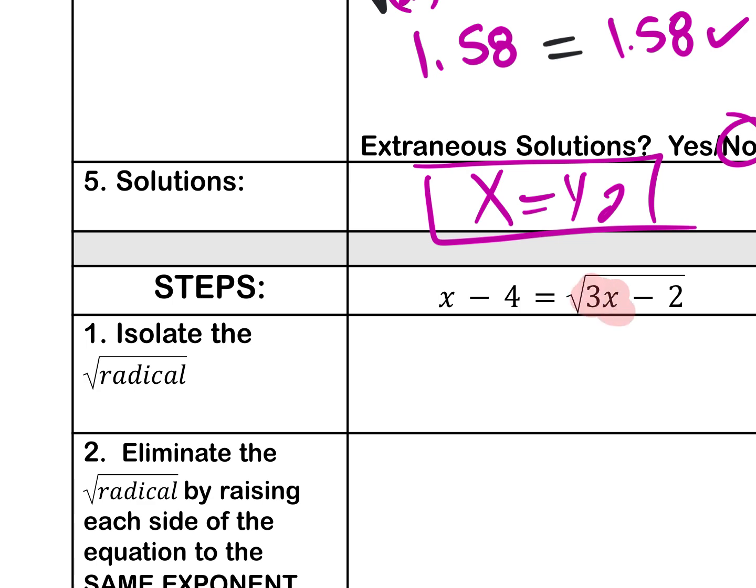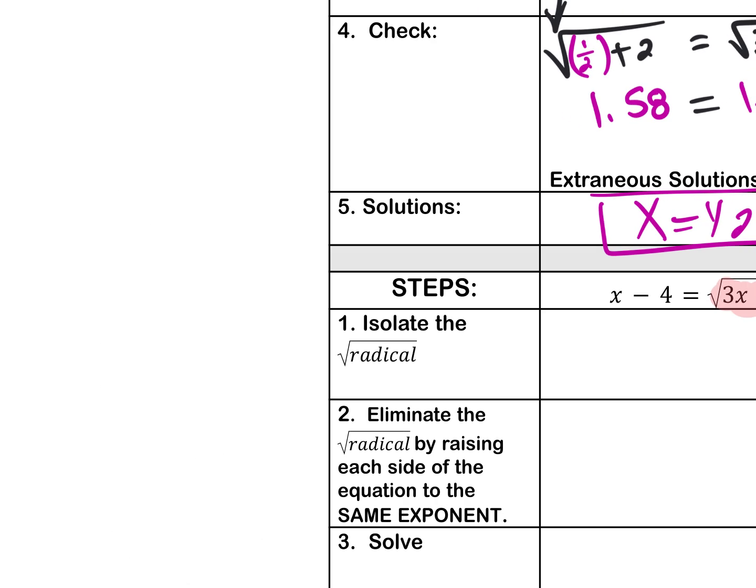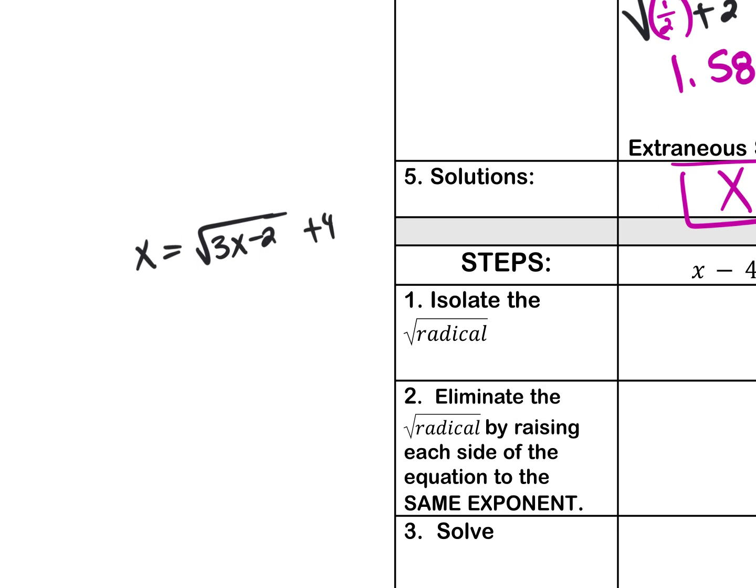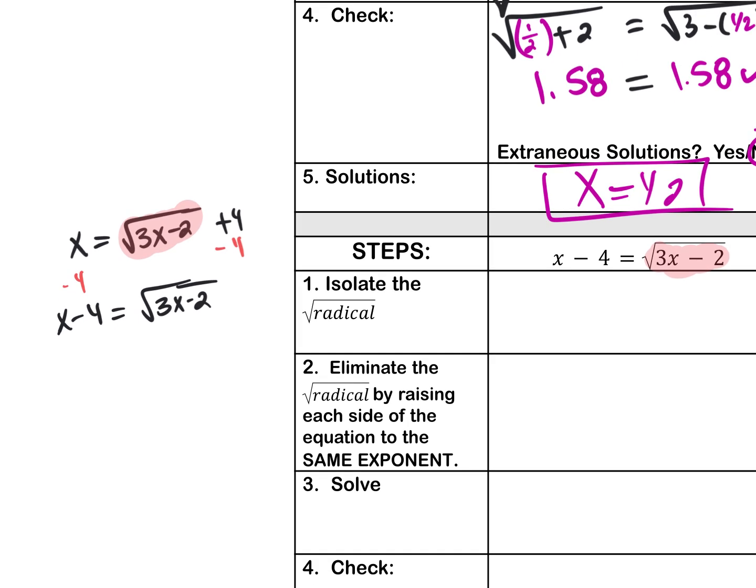On the second question, the first step is already done. The radical is isolated. I do want to show you what it would look like if it wasn't isolated. If we had x equals square root of 3x minus 2 plus 4, that's when it's not isolated. That's when we see the radical. There's a plus 4 on the outside. We need to move that 4. It'll be x minus 4. That's how we isolate. But this step already has that done for you. Like this problem has already x minus 4 is equal to the square root of 3x minus 2. You don't have to worry about doing that step.